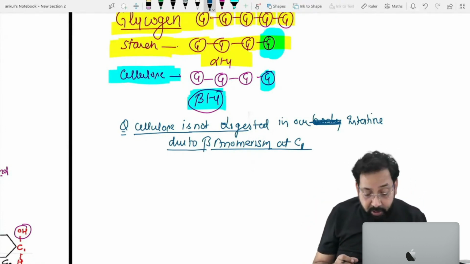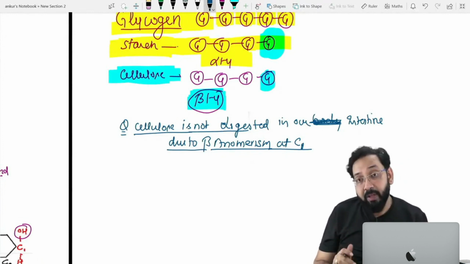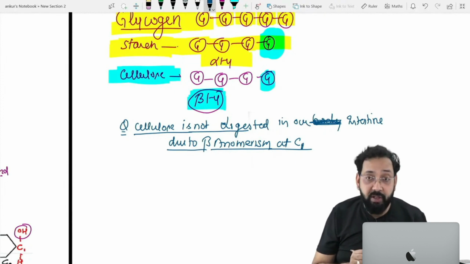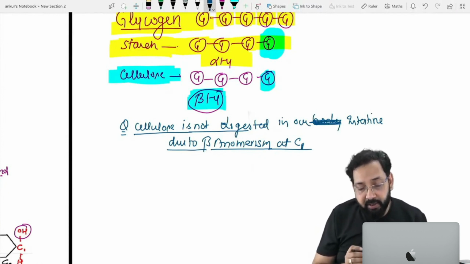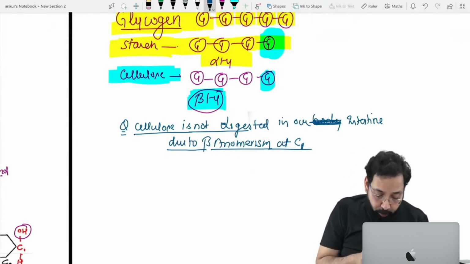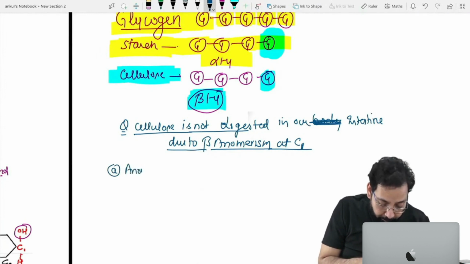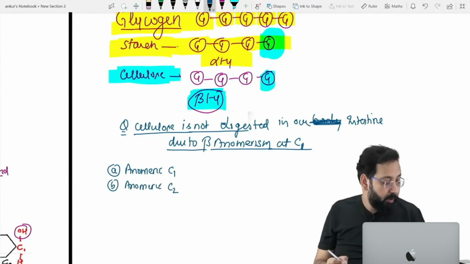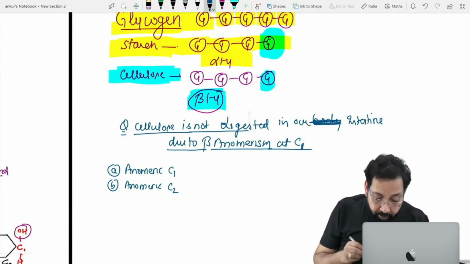But they did not ask the question in such a simple way. They asked the question a little bit difficult. The question was, cellulose is not digested in our intestine. It acts as a dietary fiber. Cellulose is not digested because, option A, anomeric C1. Option B, anomeric C2. So the answer was, yes.